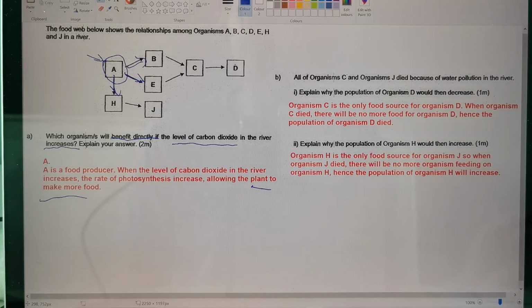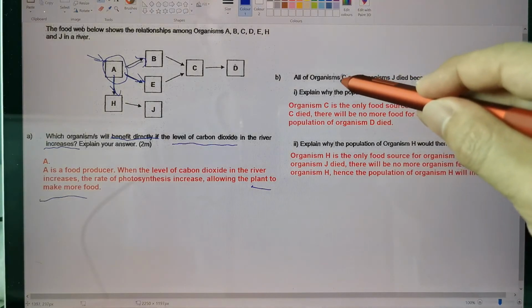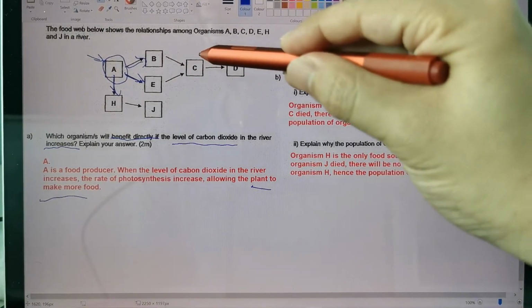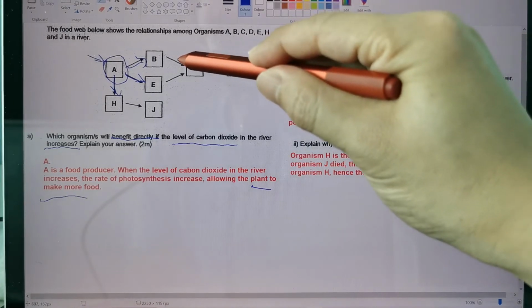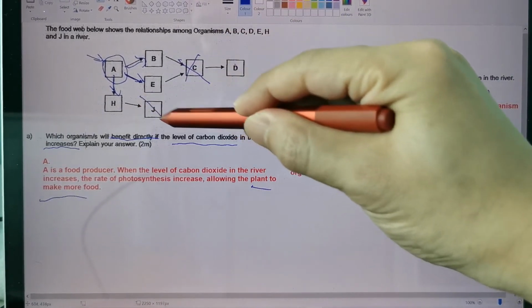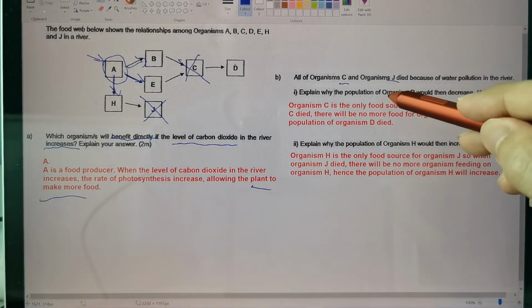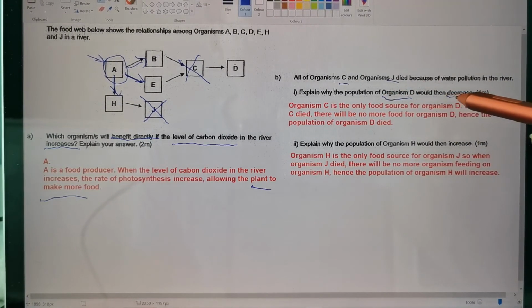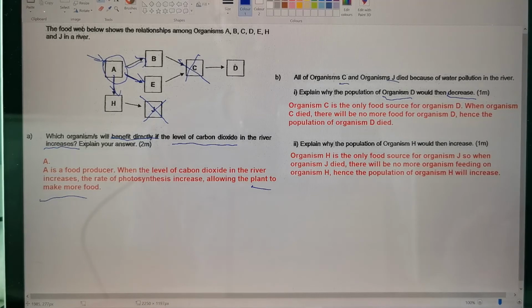B part 1. Both organisms C and J died because of water pollution in the river. Explain why the population of organism D would then decrease. Now they say C and J died. So you can go to C and cross out C, you can go to J, cross out J. Then they ask you why the population of organism D would decrease.